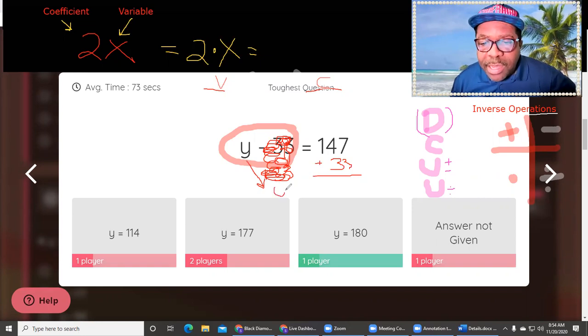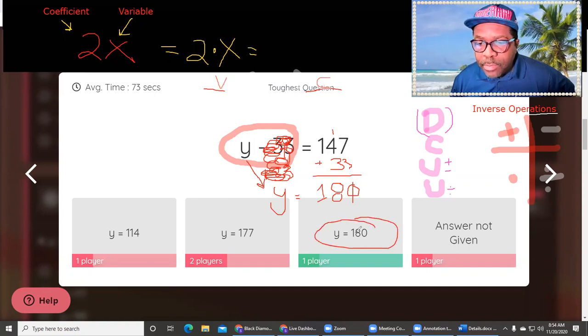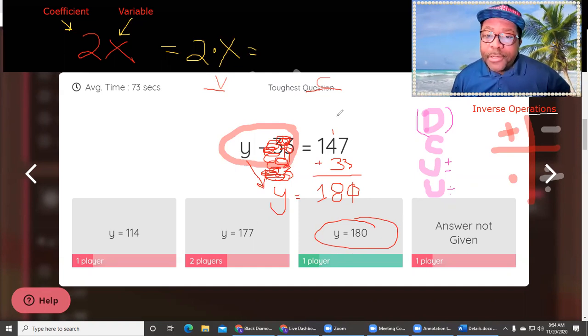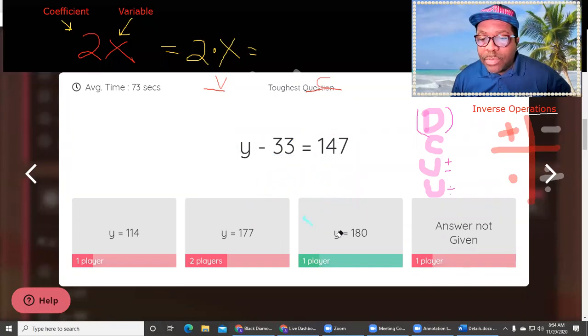So now we have y equals, now 7 plus 3 is going to be 10. So I'm going to put my 0 here, carry my 1. 4 plus 3 is 7, plus 1 is 8. And I'll bring down my 1. So 147 plus 33 would be 180. When we did this quiz, only one of our students got it correct. Okay, so that's good. We'll do one last one. Are you ready?